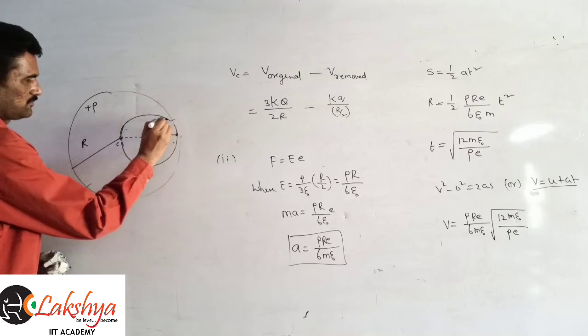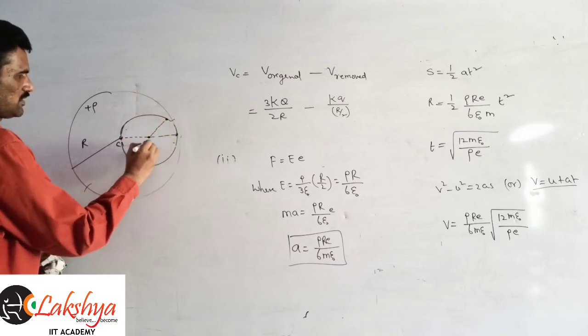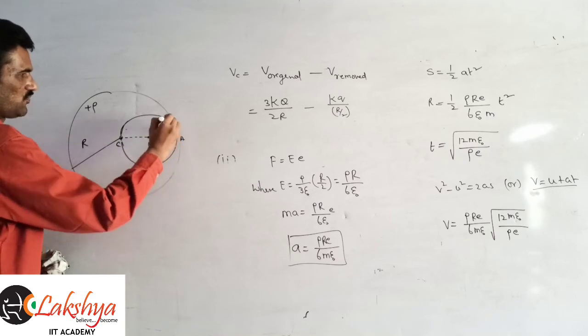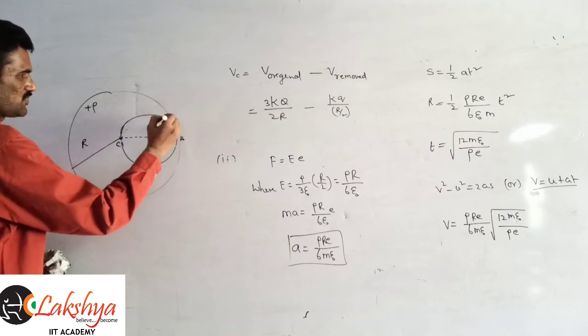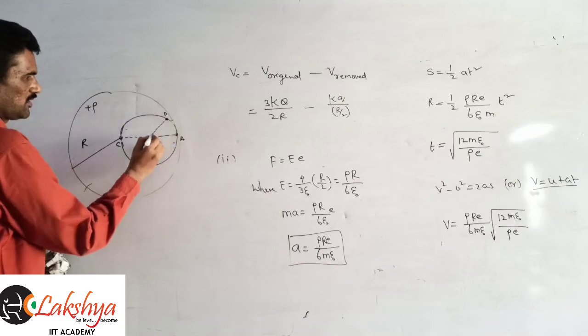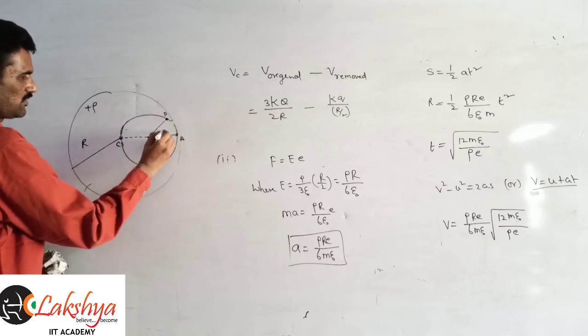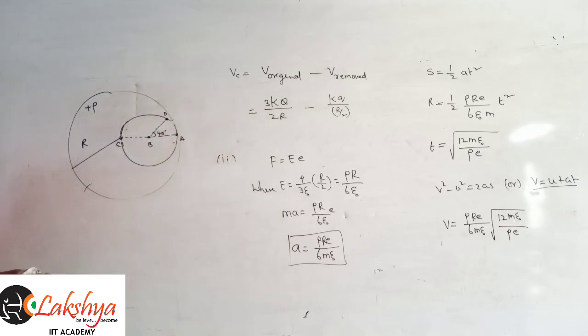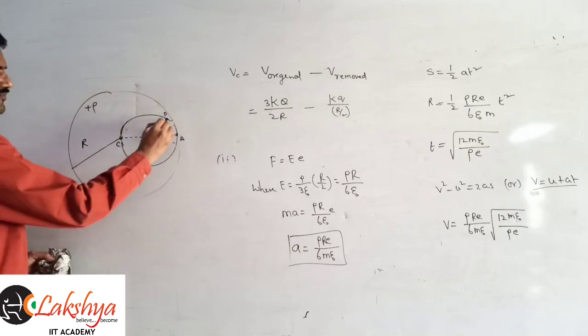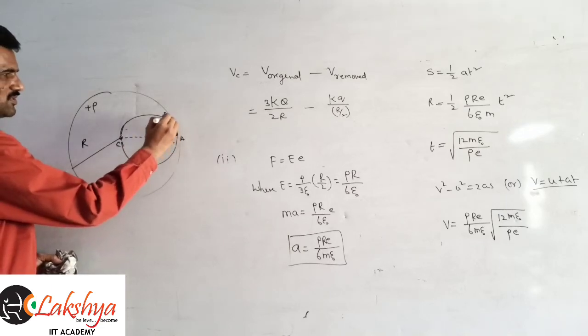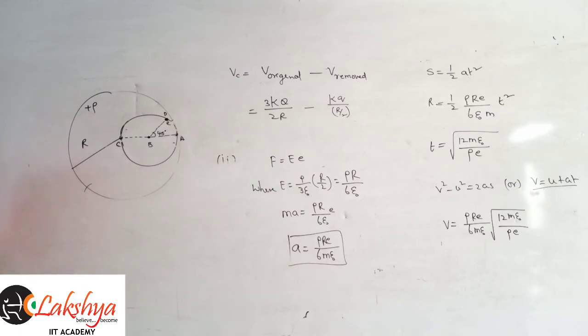This is C, B and this is A. We are releasing from this point, suppose say D. This is our point D, which makes an angle of 45 degrees here with the line ABC. So we are releasing the electron from rest here. An electron is released from this point here. So just mention it as the next question.